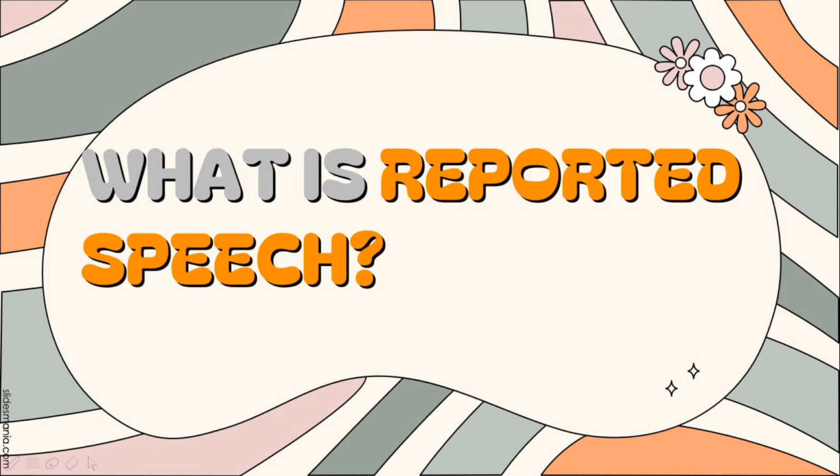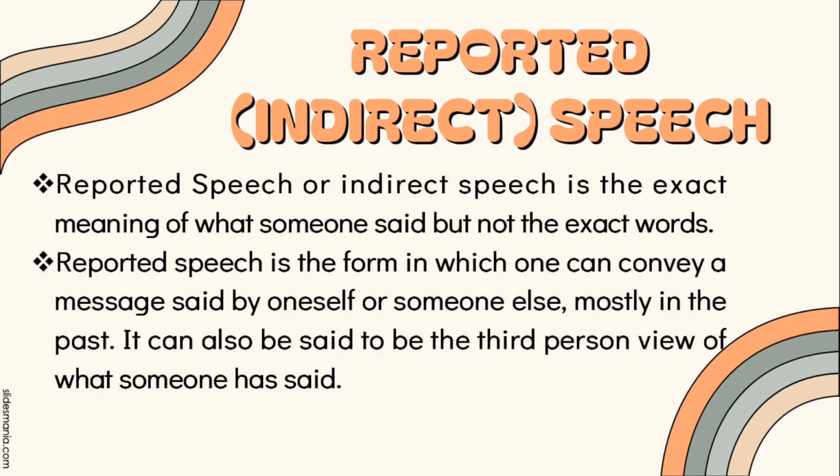And now, let us start to talk about what is reported or indirect speech. Let us read the definition of reported speech. Reported speech or indirect speech is the exact meaning of what someone said but not the exact words. Reported speech is the form in which one can convey a message said by oneself or someone else. Mostly in the past, it can also be said to be the third person view of what someone has said.